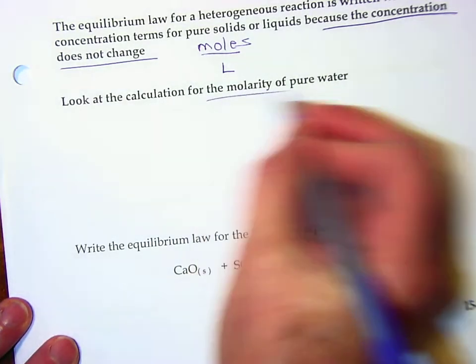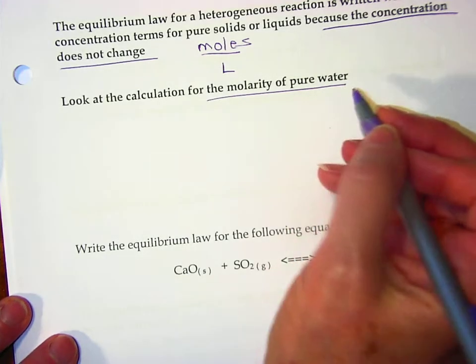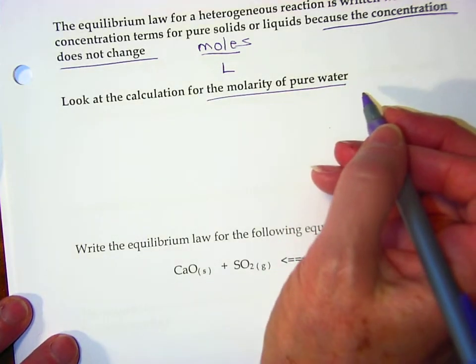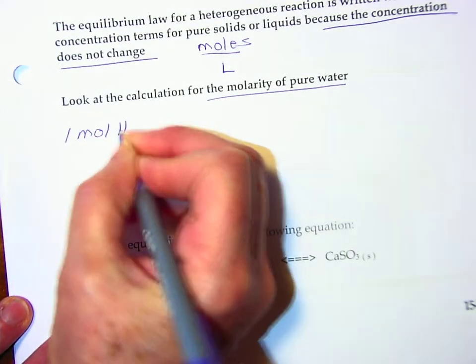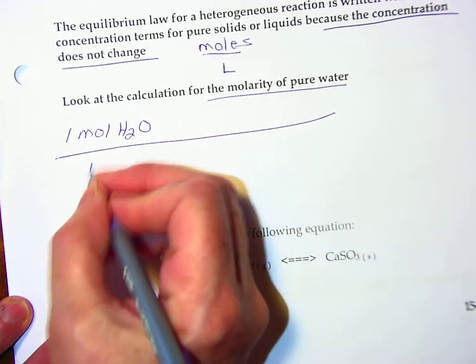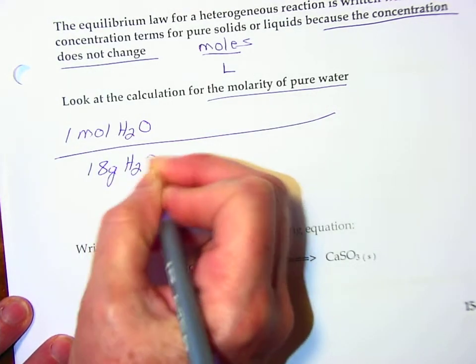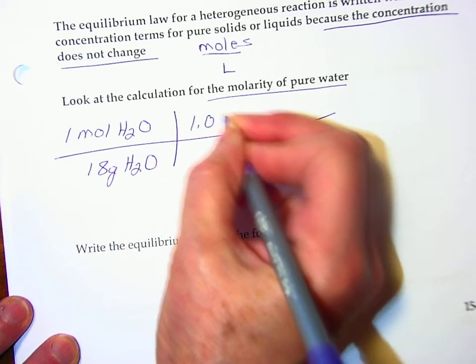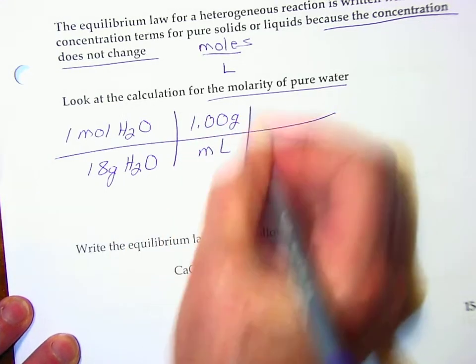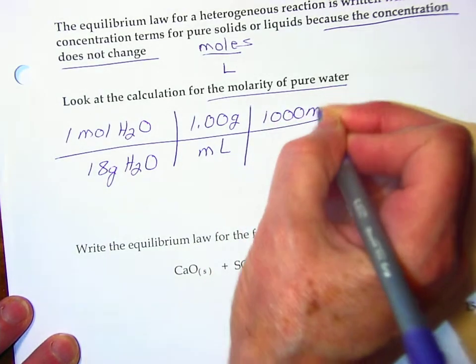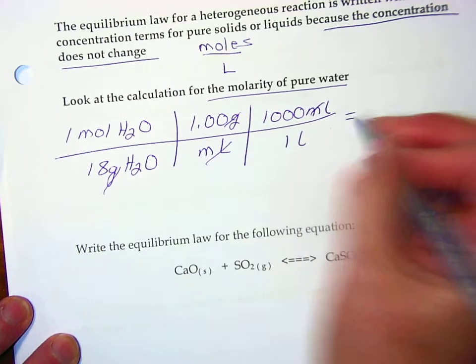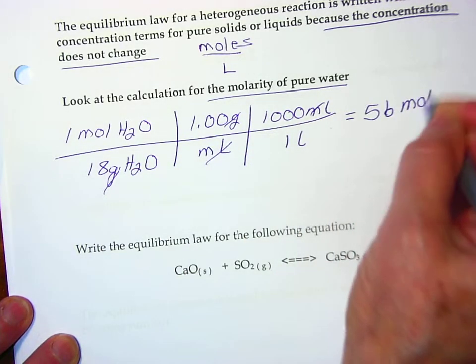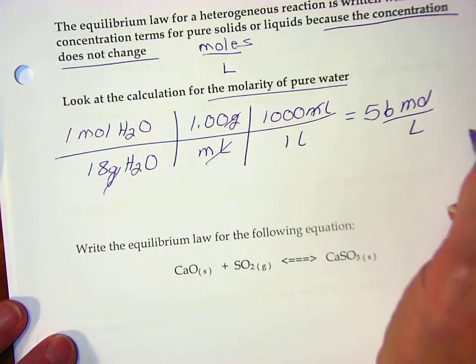So let's look at calculating the molarity of pure water. Now, we don't think about moles per liter of water, but if we think about water, we know that 1 mole of water has a mass of 18 grams. And we know the density of water is 1 gram per milliliter. We know there's 1,000 milliliters in 1 liter. So my units of grams and milliliters cancel, and I get 56 moles per liter. So the concentration of water, the molar concentration, is 56 moles per liter.